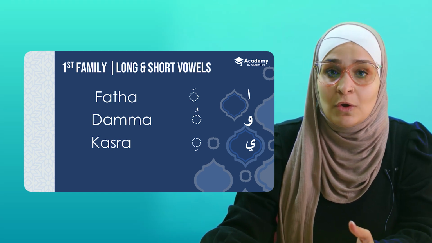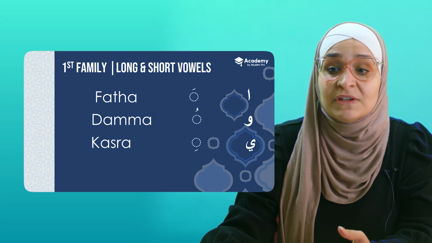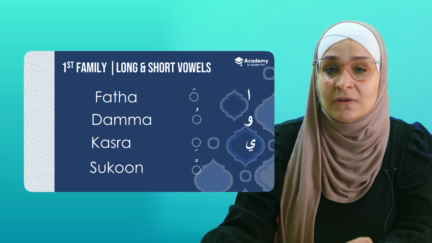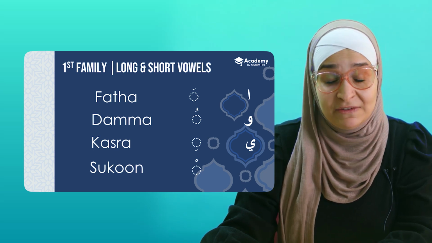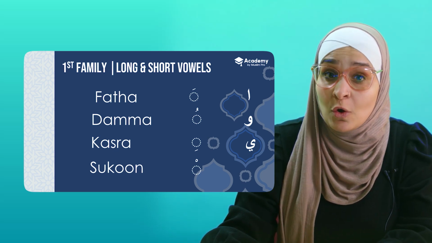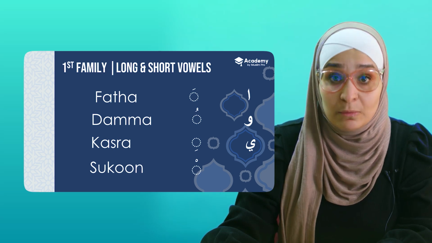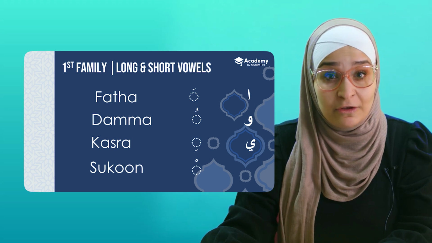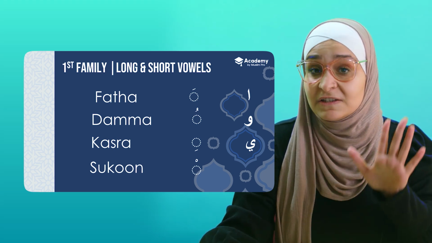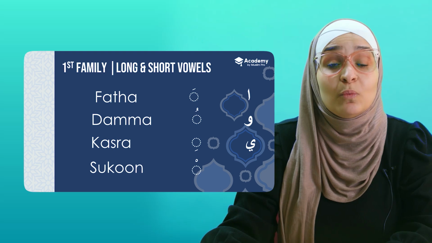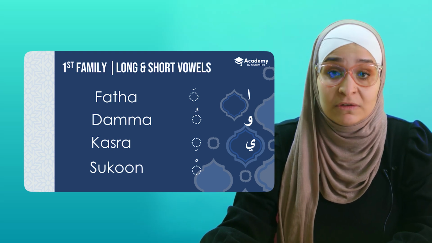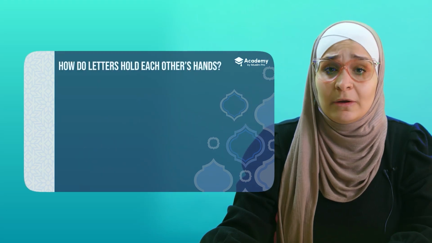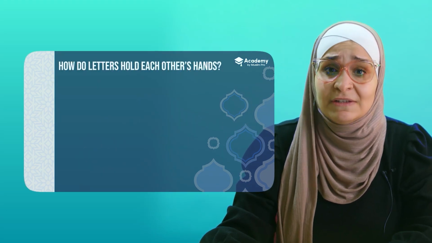The last thing we need to know about long and short vowels is what we call Sukun. So this is how we write the Sukun. Sukun is a tiny circle that is written on top of the letter, and basically it means there is no vowel, or it's the absence of vowels. So remember, the Sukun is written like a circle, and it's like a stop sign that says stop on this letter, do not pronounce it with any short or long vowels after the letter.